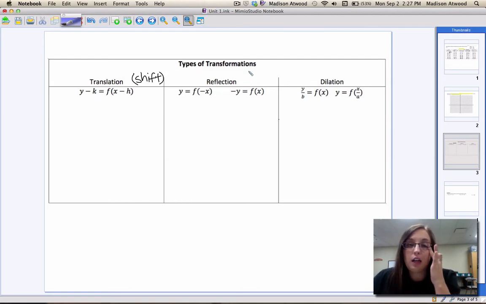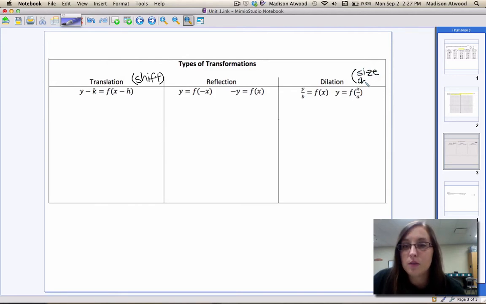A reflection, I don't think there's really much explanation needed for that one. The only types of reflections we're going to talk about here in a minute, there's just 2 types. There are lots of other ways that things can be reflected, but we're just going to be focusing on using the X and Y axis for our lines of reflection. And then dilation, which would be a size change.